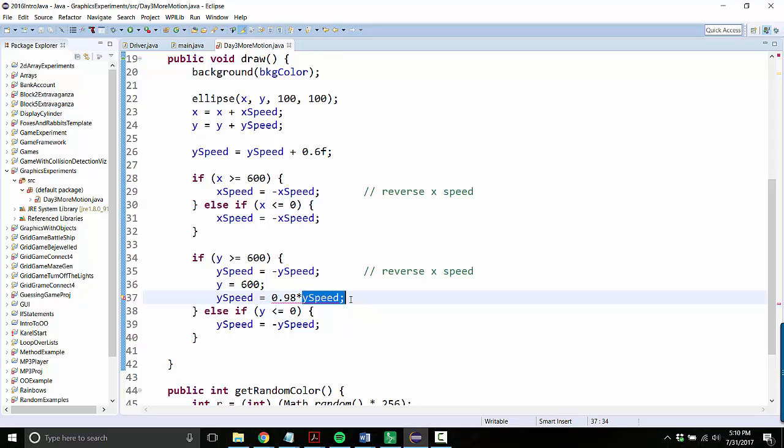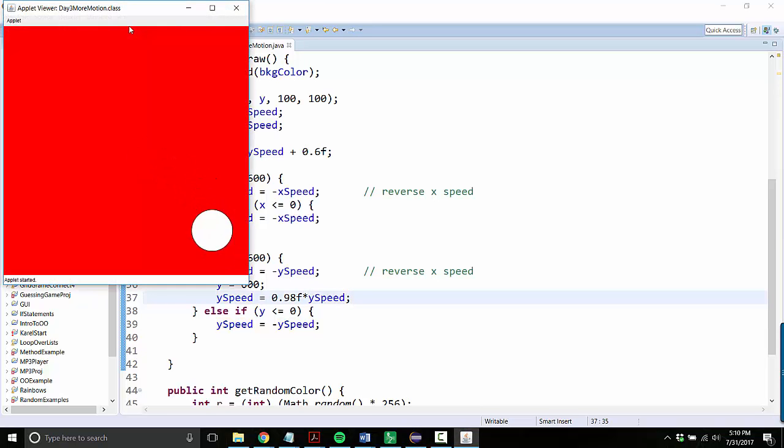So if you imagine taking y-speed and multiplying it by 0.98f, with an f for float, that's like saying, if I multiplied it by 1, it wouldn't change. That's like saying 100% of what it used to be. So now I'm saying take 98% of what it used to be, and that's the new y speed. So not only are we changing the direction to go up, but it's going up a little bit slower than it was going down. Okay, let's check it out.